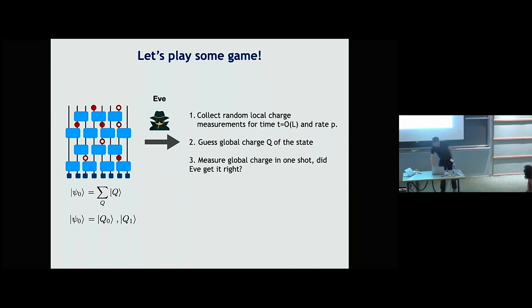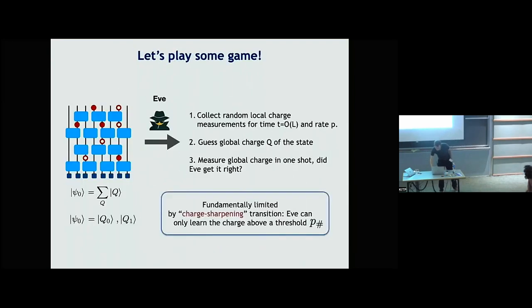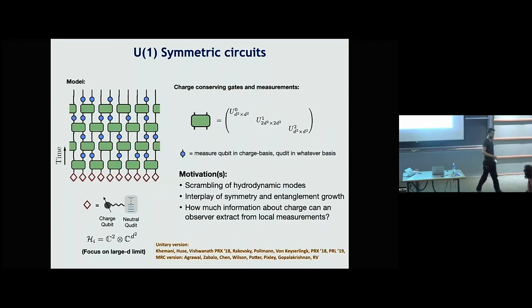Okay? All right. So what I'm going to argue in this talk is that this very simple problem is fundamentally limited by a transition that I'm going to call the charge sharpening transition. That this Eve can actually succeed and learn the charge of the state with 100% success rate above a threshold that I'm going to call P sharp. Okay, so that's my goal here. So in order to do that, I'm going to take a detour and tell you about U1 monitored quantum circuits and how we understand the phase diagram of those circuits, and then I'll go back to this learning or eavesdropping setup near the end. Okay.